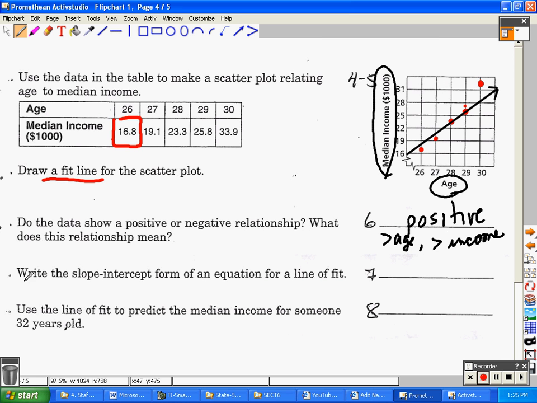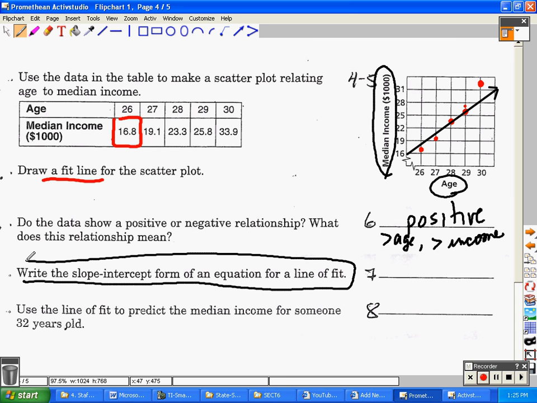Next one, write the slope-intercept form of an equation of the line of fit. Now this is where you have to remember, if you didn't have a calculator, you can take this point that goes through the line and that point that goes through the line and make an equation in slope-intercept form. You know how to do that from previous chapters. But because we have a calculator, it's very easy to do on the calculator. So let me pull up my calculator.